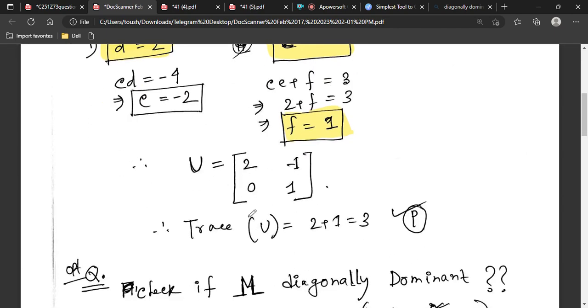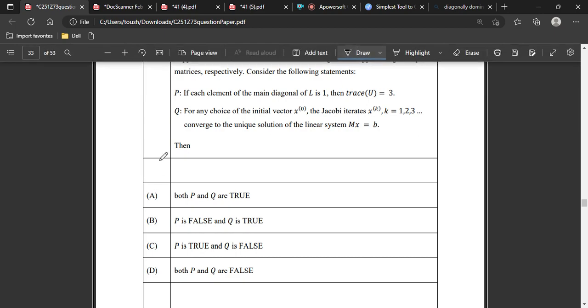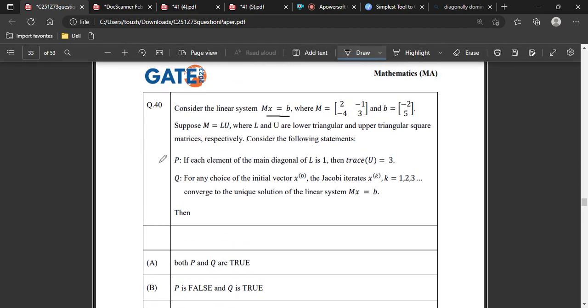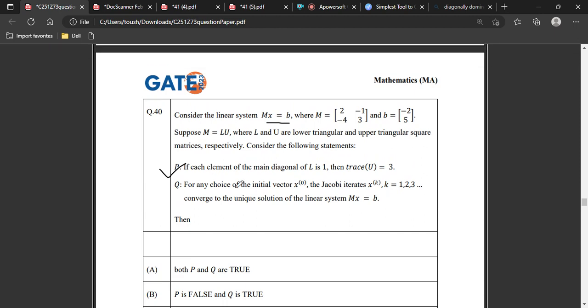Now with this U, you can check what is the trace of U. Trace means the sum of the diagonal elements, right? So the diagonal elements are 2 and 1, so trace is 2 plus 1 equal to 3, so statement P is right. So this is your statement P, so it should be correct. Now let's verify what statement Q said.